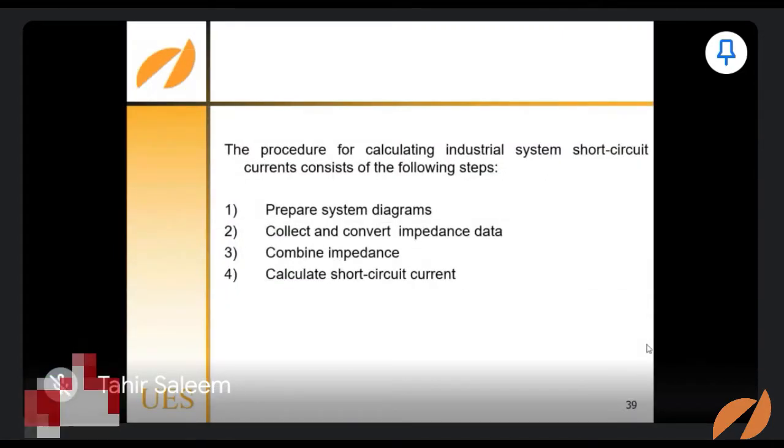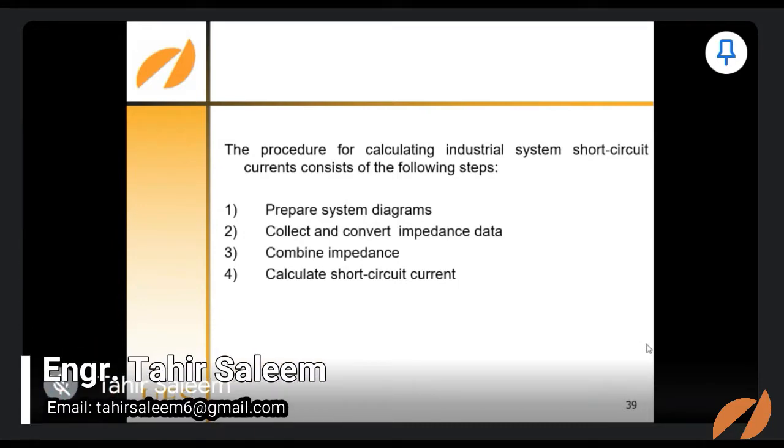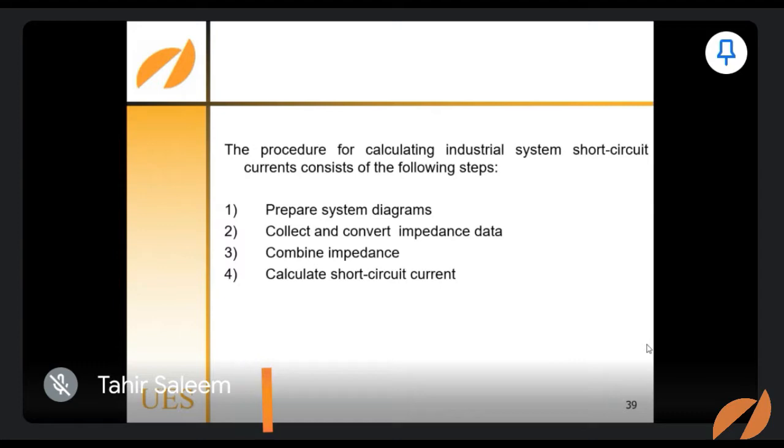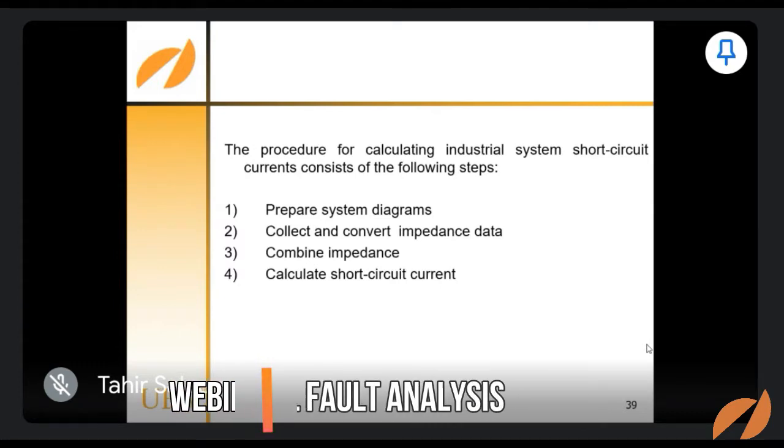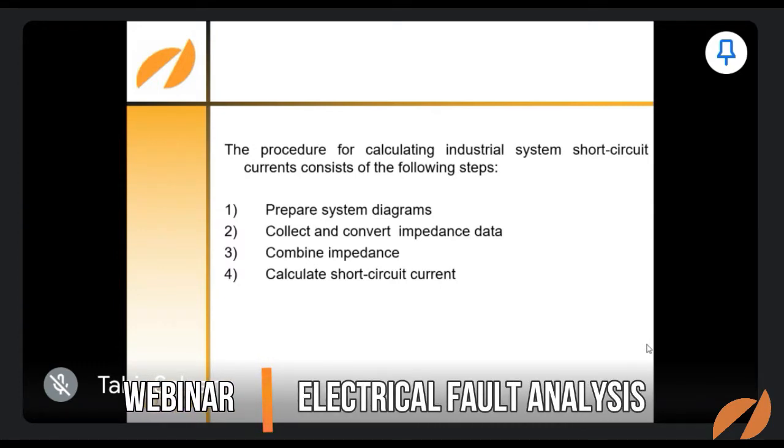Now, the procedure you have to adopt manually. At present, we are discussing the manual. Prepare the system diagram. This is called the single line diagram. Collect and convert impedance data. You have to calculate the resistance and reactance. Then, according to series-parallel formulas, you have to get an equivalent impedance of all these circuits.